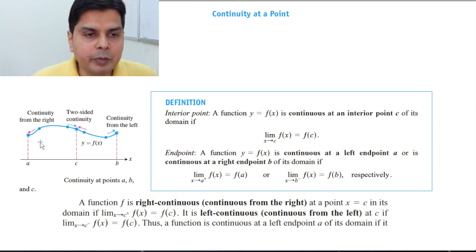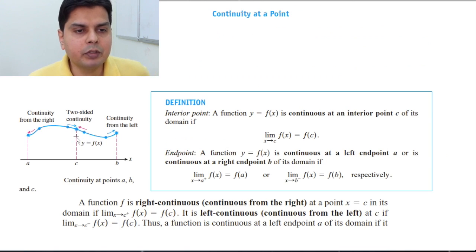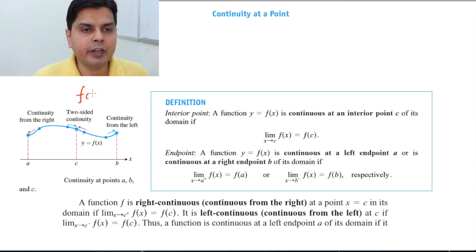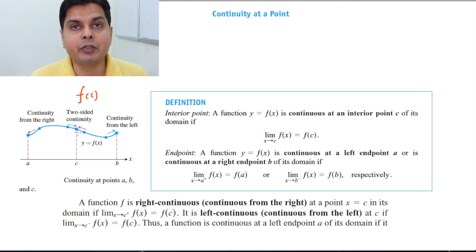The same thing I am explaining using a graph. So suppose this is the graph of my function y equal to f(x). If I have to check continuity at this point c, then first of all, the function has to be defined at c, that is, f(c) has to exist. So this is number one condition. Number two is that the limit of this function at x equal to c has to exist.